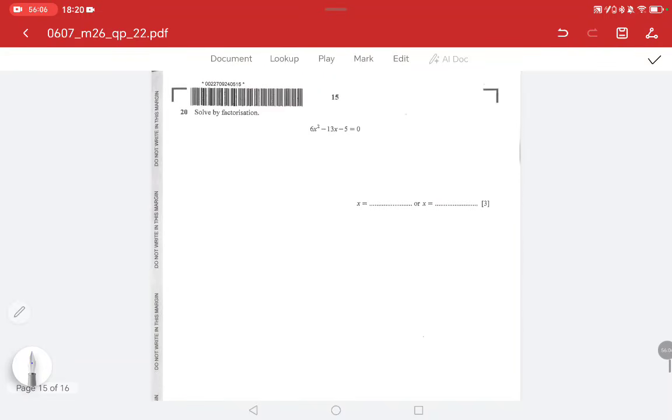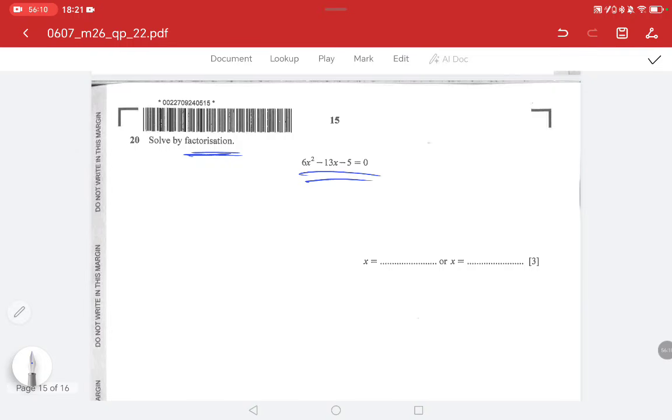Okay, this is factorization, so you have to use factorization. To solve any quadratic equation, we have 3 methods. One is called the quadratic formula, which is given in the formula sheet: negative b plus or minus the square root of b squared minus 4ac, divided by 2a. The second method is factorization. This is what we have to use here. And the third method is called completing the square, or the vertex form. Here we must use factorization because they say it's solved by factorization.